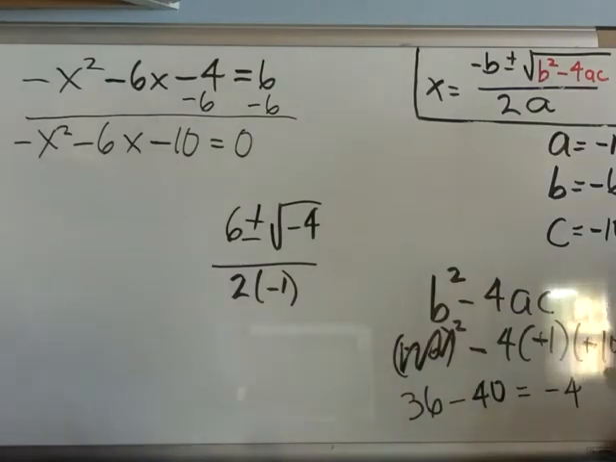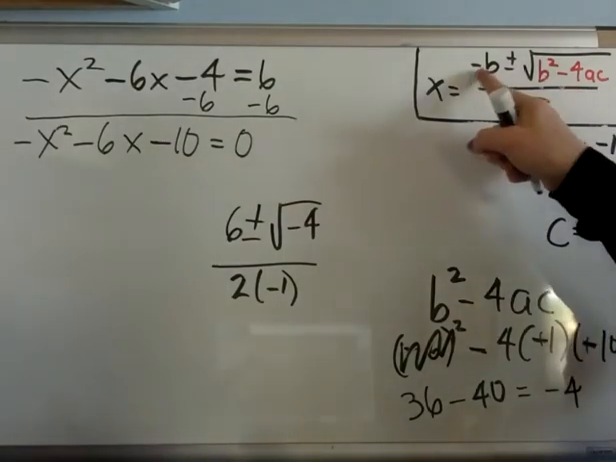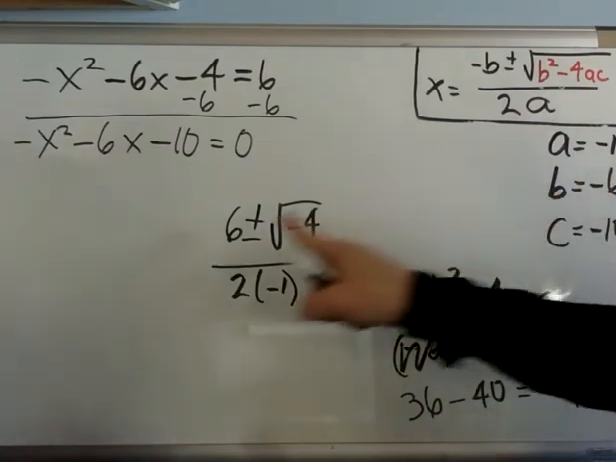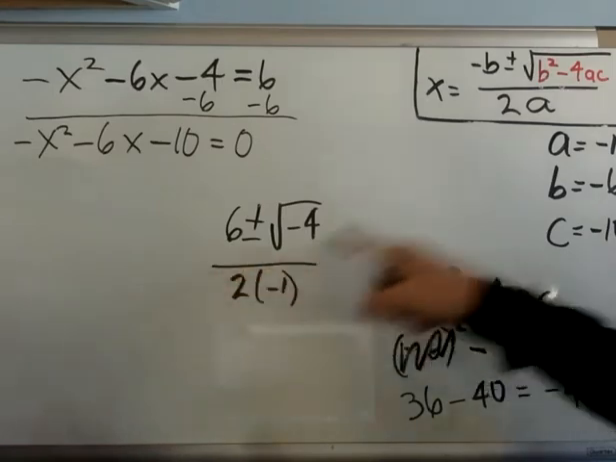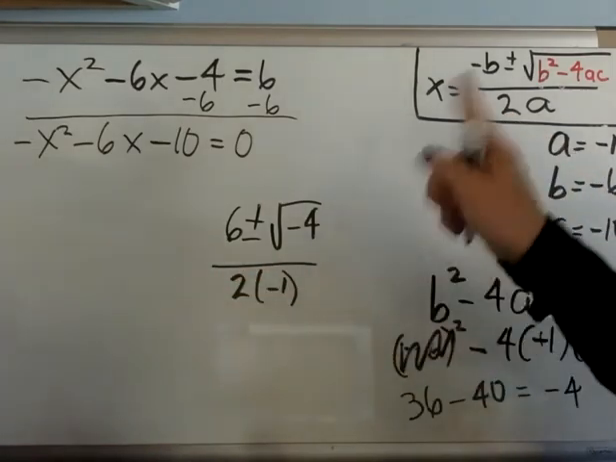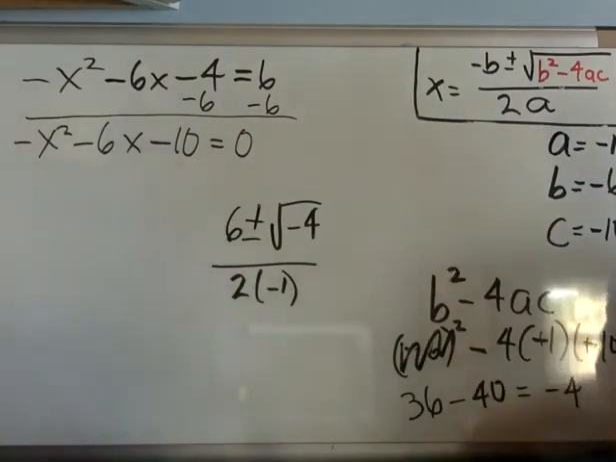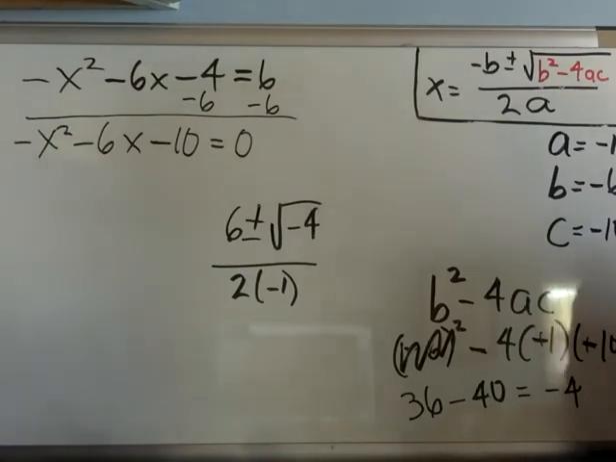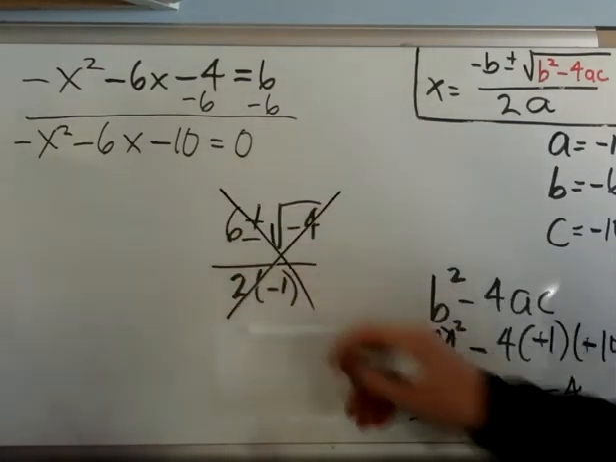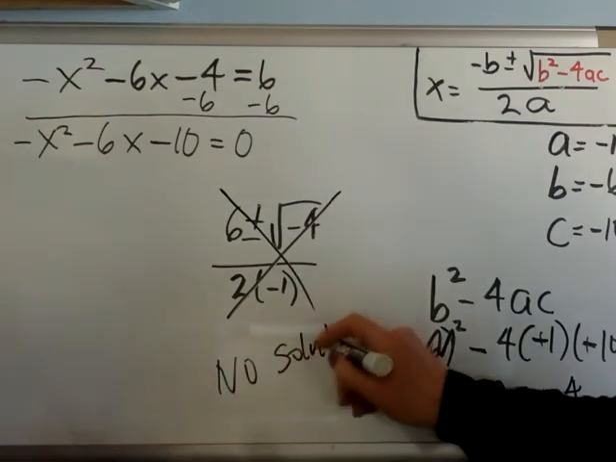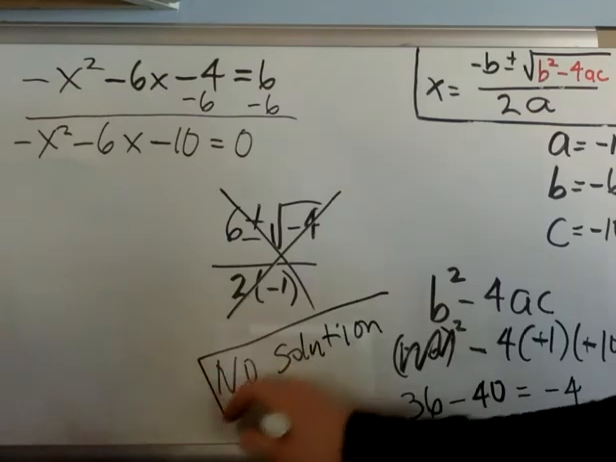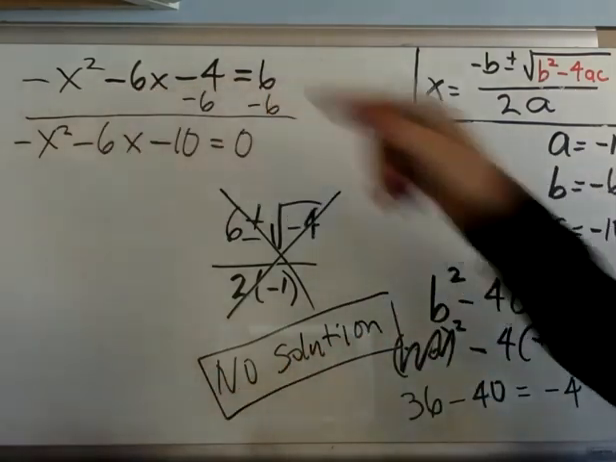So when I use the quadratic formula, I end up with negative b, which is negative negative 6, plus or minus the square root of negative 4, all divided by 2 times negative 1. But I can stop right here, because if I go to the calculator and try to take the square root of negative 4, I'm going to get an error message. That's because the square root of negative 4 does not exist in the set of real numbers. So I can't even go any further. This actually has no solution, which means there is no value of x that I can plug into this equation, and that will be true.